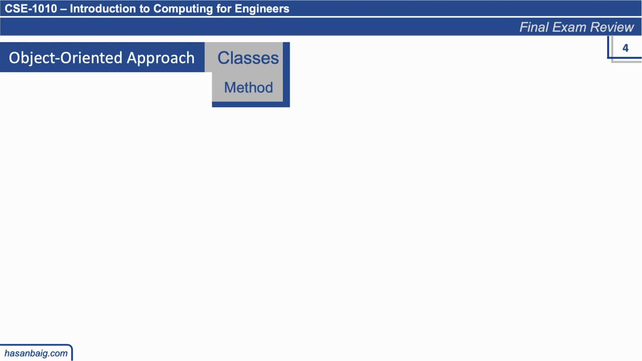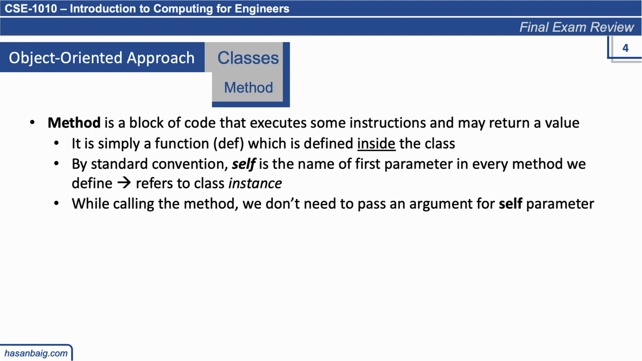So what are methods? How do you differentiate a method and a function? Methods are simply functions, but they are defined inside a class. They are a part of the class. The main distinction is that a method is associated with a class, while functions are independent and defined outside a class. By standard convention, self is the name of the first parameter in every method. In whatever method we define inside the class, self is always the first parameter.